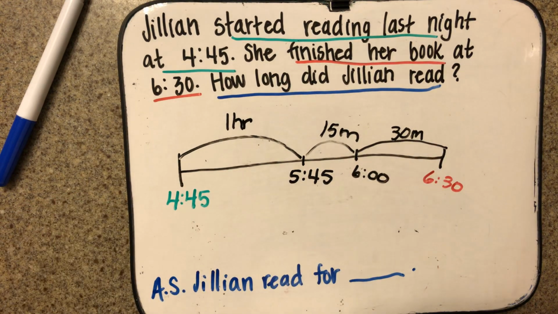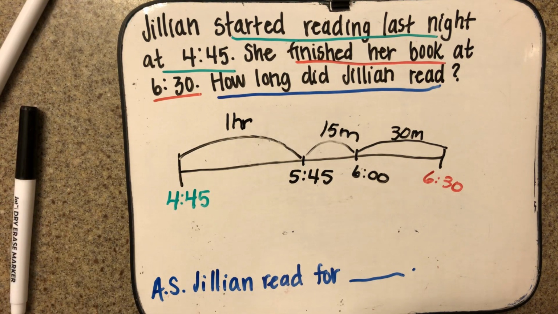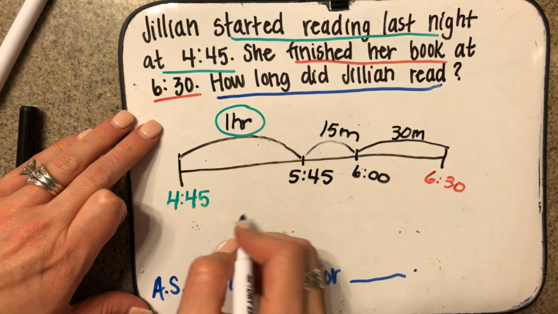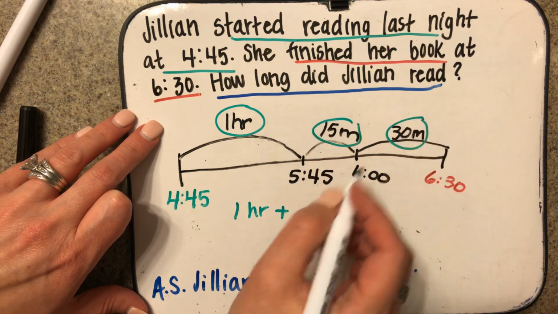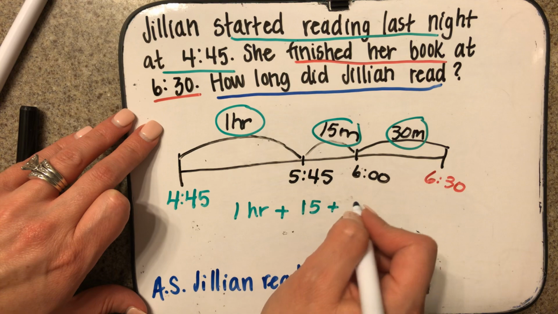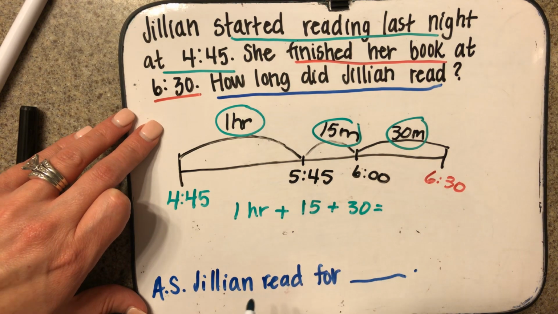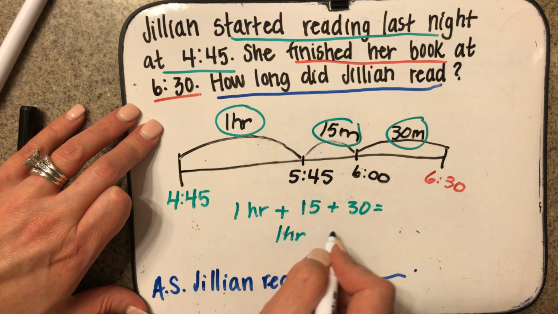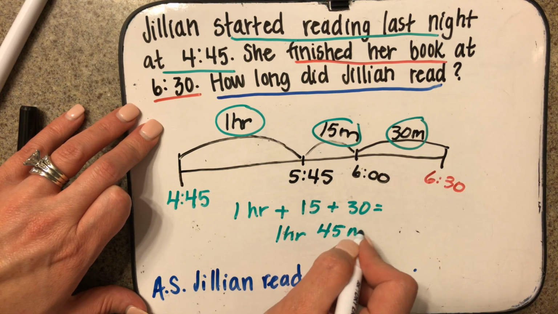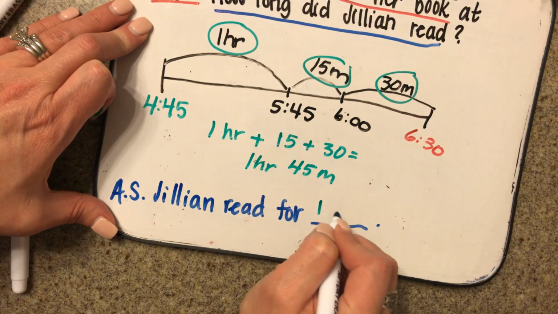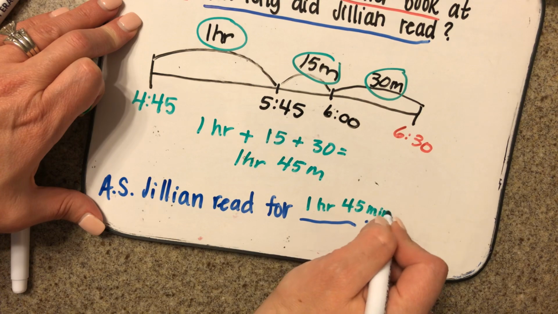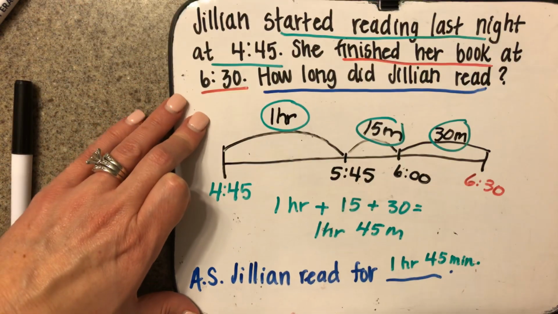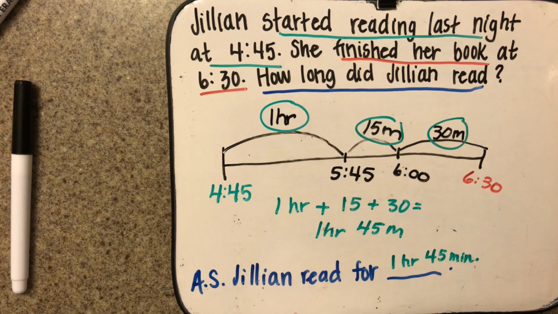Okay, now that I have figured that out, I've got to figure out how much time she read. So up here, I add up my hours first. So she read 1 hour, plus I've got 15 and 30 minutes. So I add those up. 15 plus 30. And altogether, that gives me 1 hour and 45 minutes. So I can write that into my answer sentence. She read for 1 hour and 45 minutes. So that is another example of how you can use the number line to solve elapsed time problems.